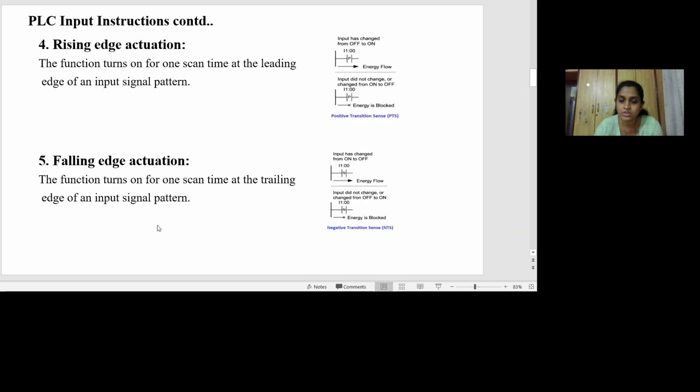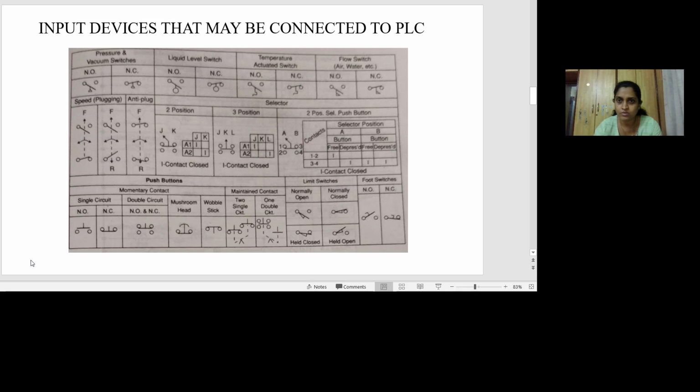And falling edge actuation is where whenever an input changes from on to off state, at that particular time instant, the contact will be closed and there is an energy flow. And some of the input devices which may be connected are these. You have the pressure and vacuum switches, liquid level switches, temperature switches, flow switches. Then we have selectors, push buttons, limit switches, foot switches. So all these things can be connected as an input device to the PLC.